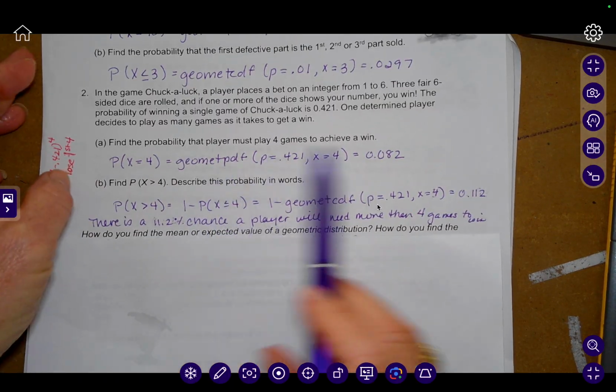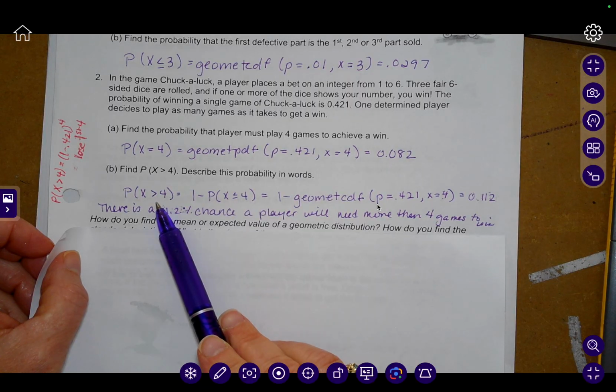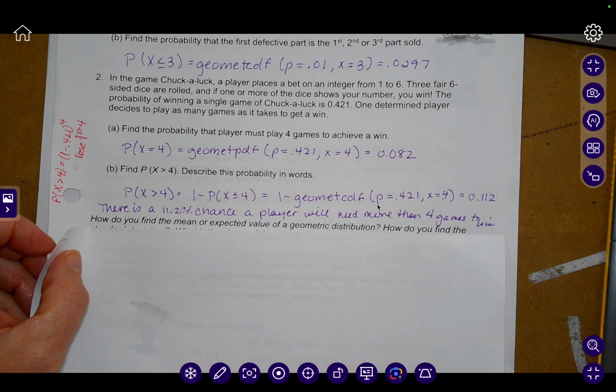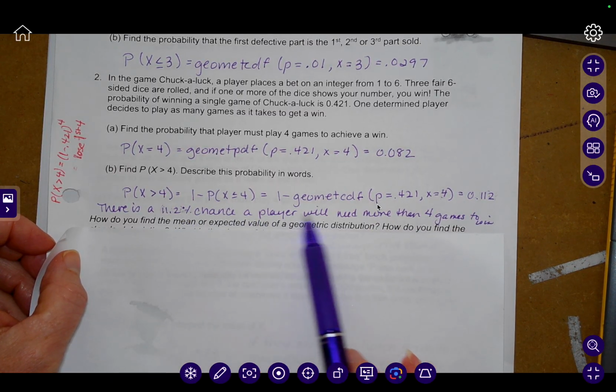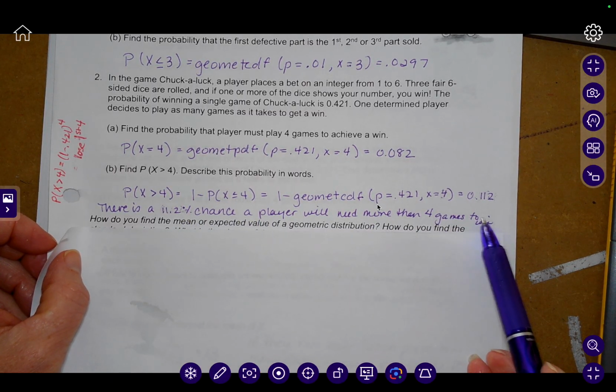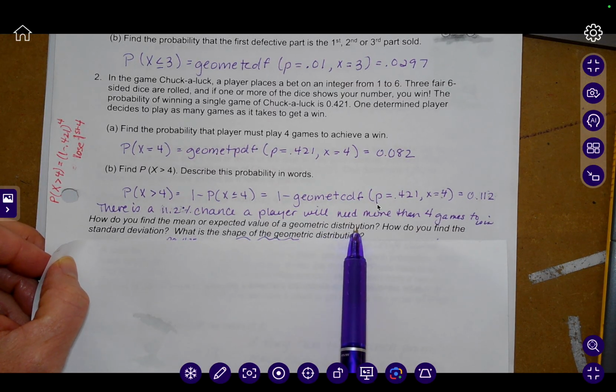This is a PDF. That's the probability there, greater than 4. Mathematically you can prove that the area under this curve is 1. We don't do that in this course, but there's an 11.2% chance a player will need more than 4 games to win. Mean or expected value, I already talked about that. Those are on the formula sheet.